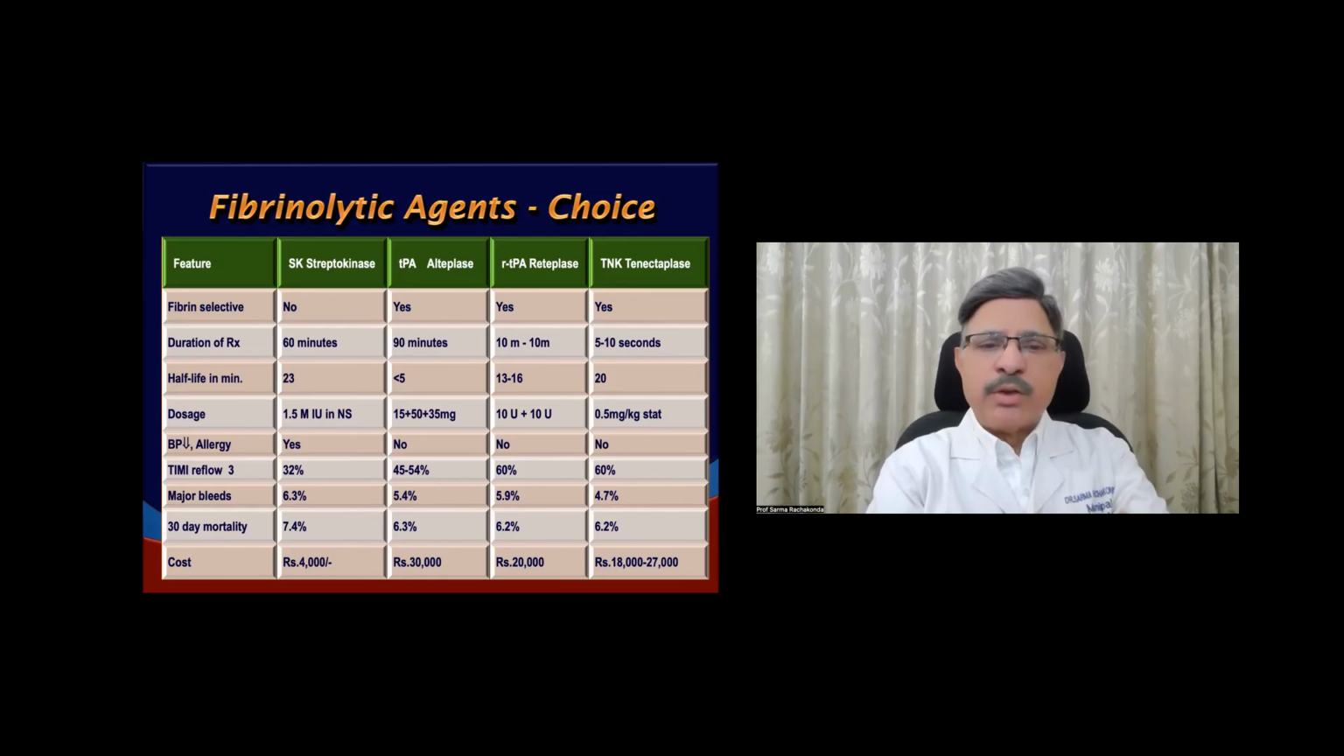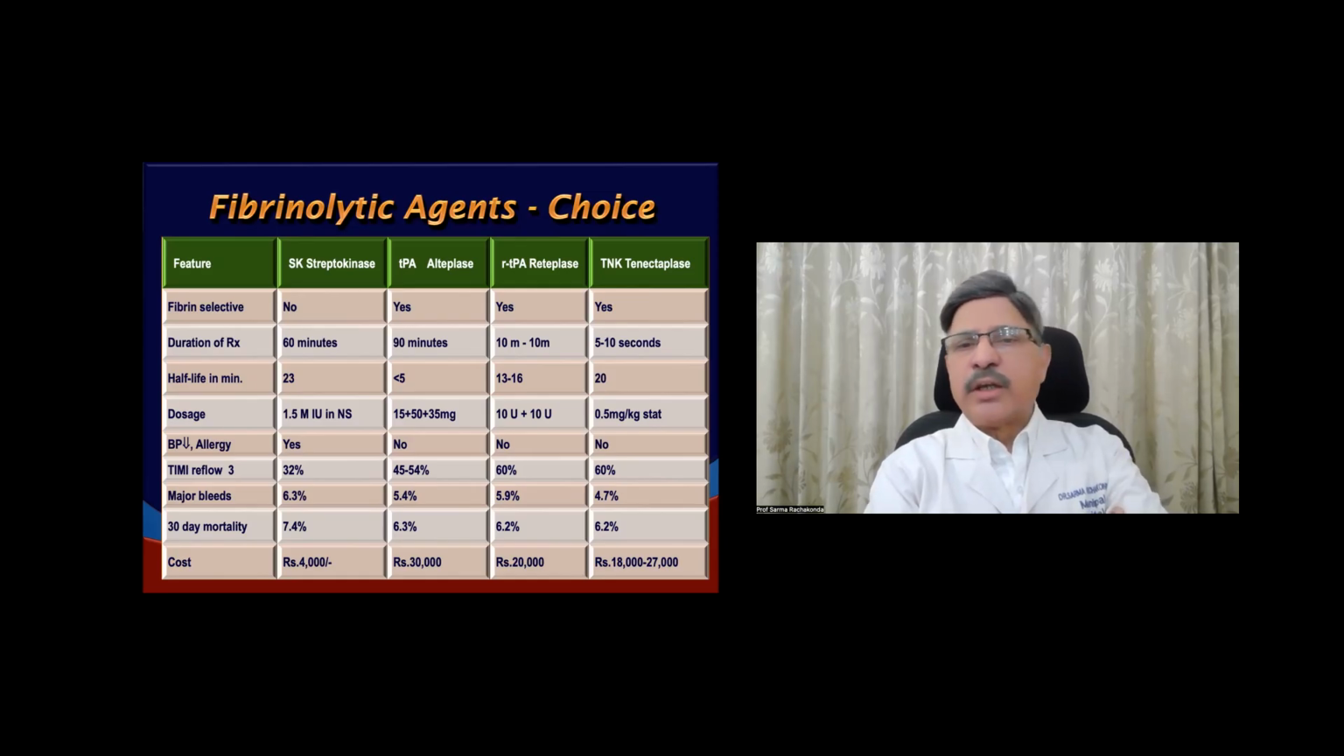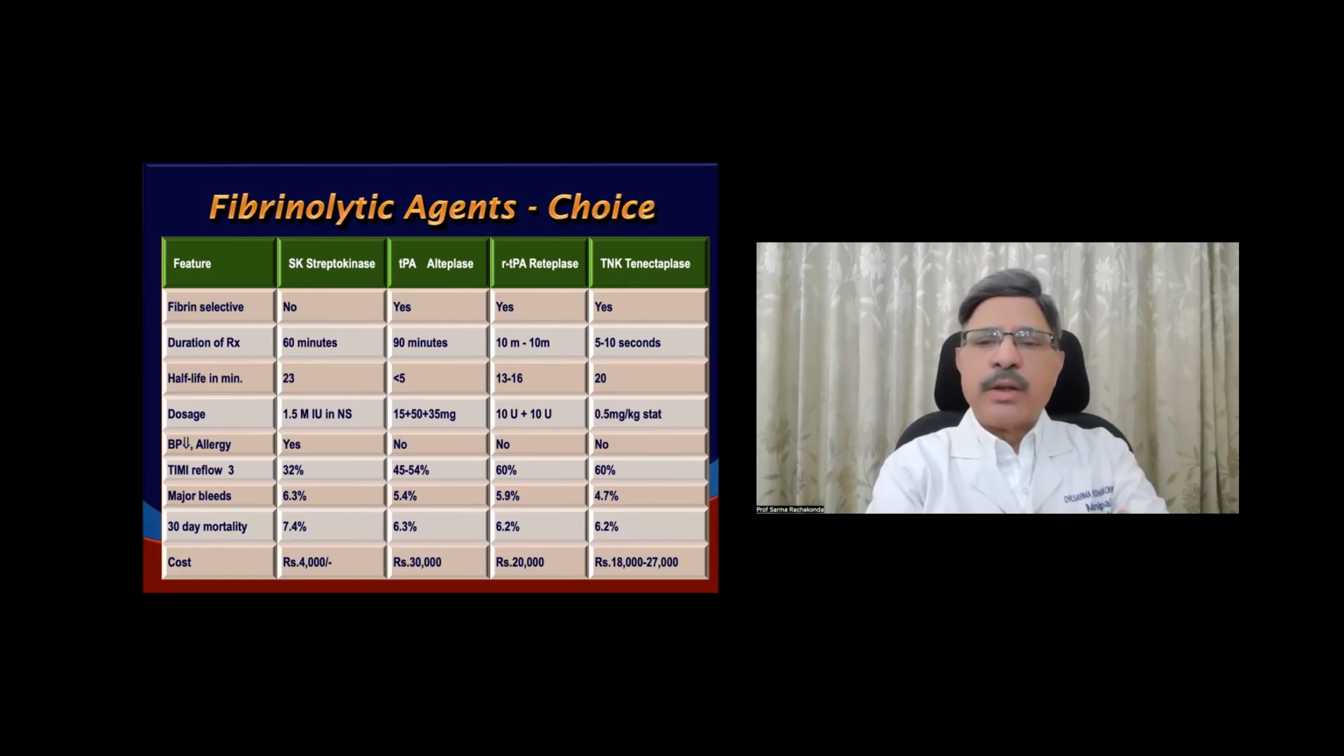Dosage: 1.5 million units in NS. Here 15, 50 and 35 milligrams in increments. RTPA 10 units plus 10 units. Here TNK 0.5 milligrams per kilogram stat in one bolus. And BP fall and allergy you have to note, particularly with streptokinase. Whereas with the modern agents, there is no hypotension, there is no allergy. TIMI flow 3 or reflow: 32% with streptokinase, 45 to 54% with TPA, alteplase, and then RTPA, reteplase 60%, and TNK 60%.